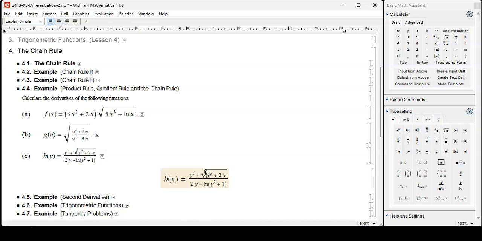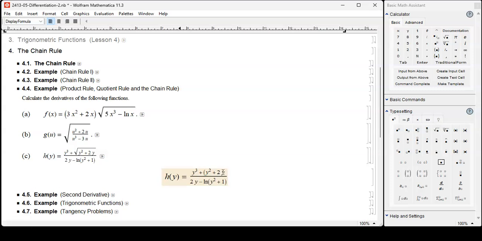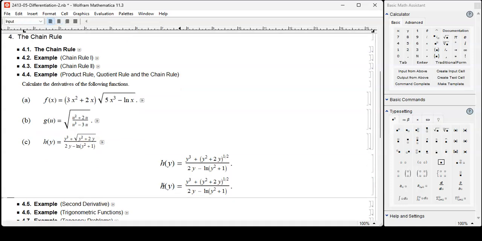Before starting, let me just rewrite this thing into a power form like this. And let's put some space in between. Okay, preparation complete. And then let's go ahead with the derivative computation. Okay, what do you do here? How do you calculate the derivative?